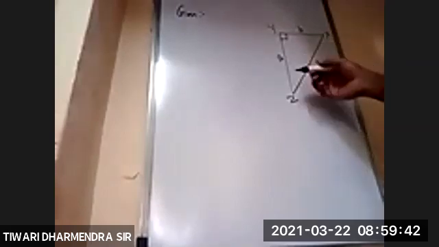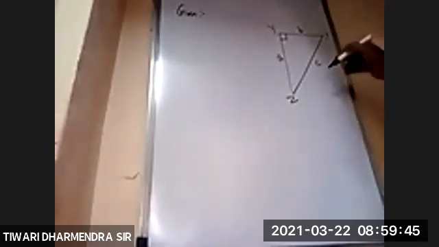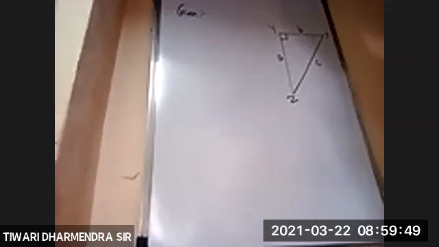Sir, only Z, X, Z, X, and the other letter is visible. The triangle name. Okay, it means the length is not visible. Whatever I'm writing, A, B, C. A is blurred out. Just C is visible. Okay.